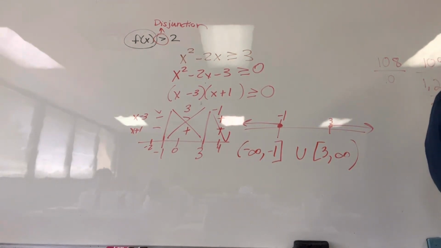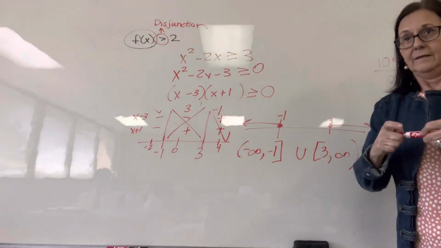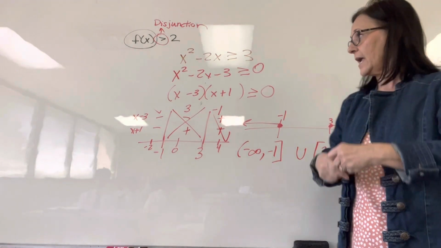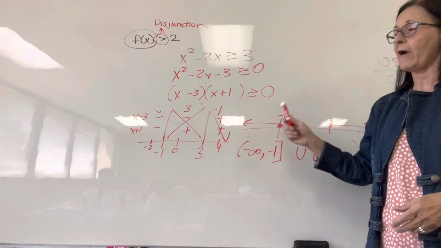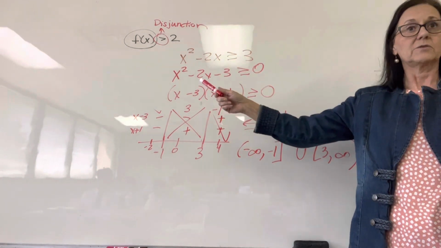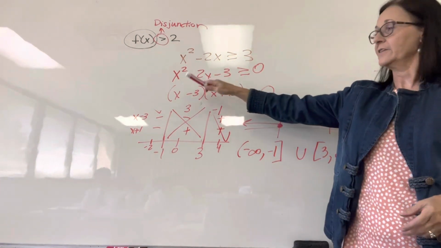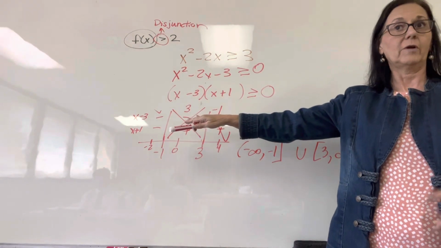All right, makes sense? We're going to use the same concept when we have rationals eventually. That means we're going to have a denominator that we're going to have to contemplate.